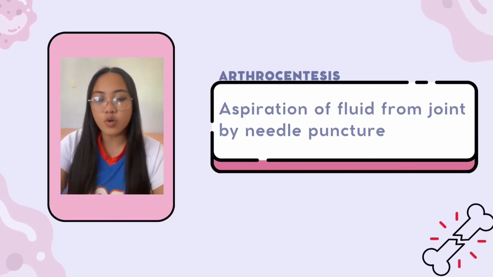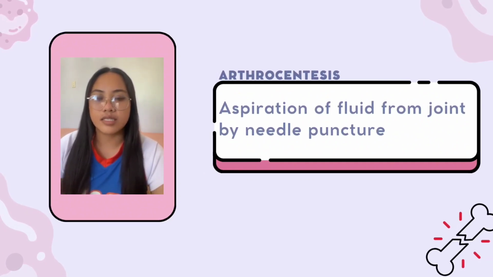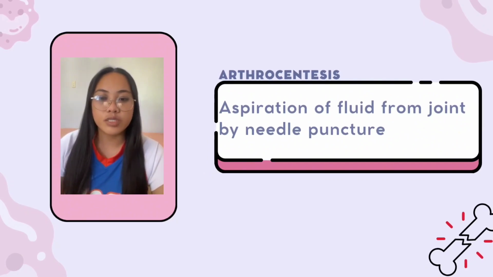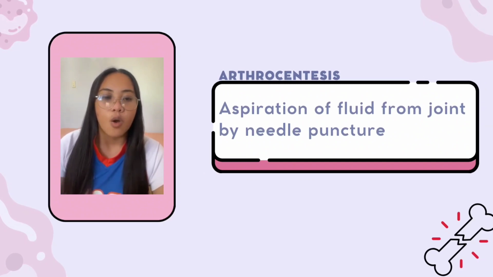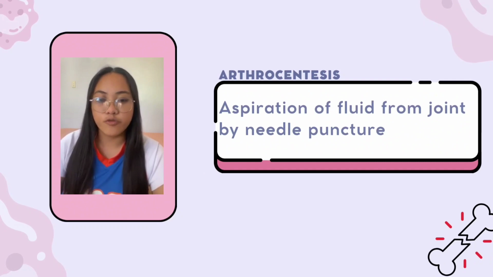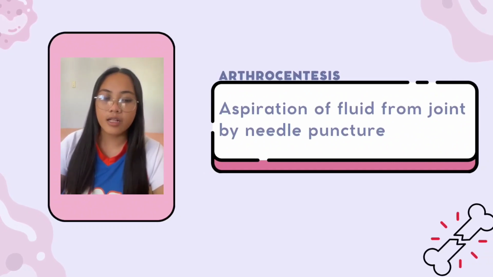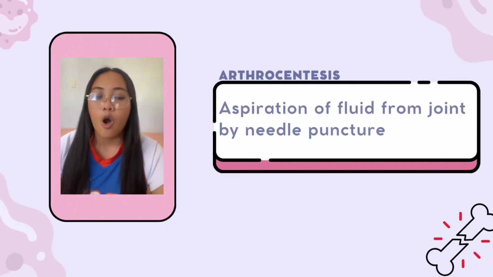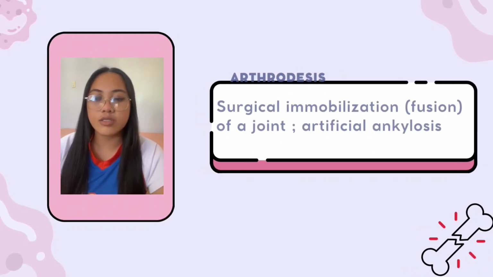So it is also called joint aspiration. In arthrocentesis, it is a procedure where a doctor uses a needle to take fluid out of a joint. When we say joint, these are where two bones meet. They allow our bodies to move. These are the hips, the knees, ankles, elbows, shoulders, and knuckles. They are all joints. So next one here is the arthrodesis.